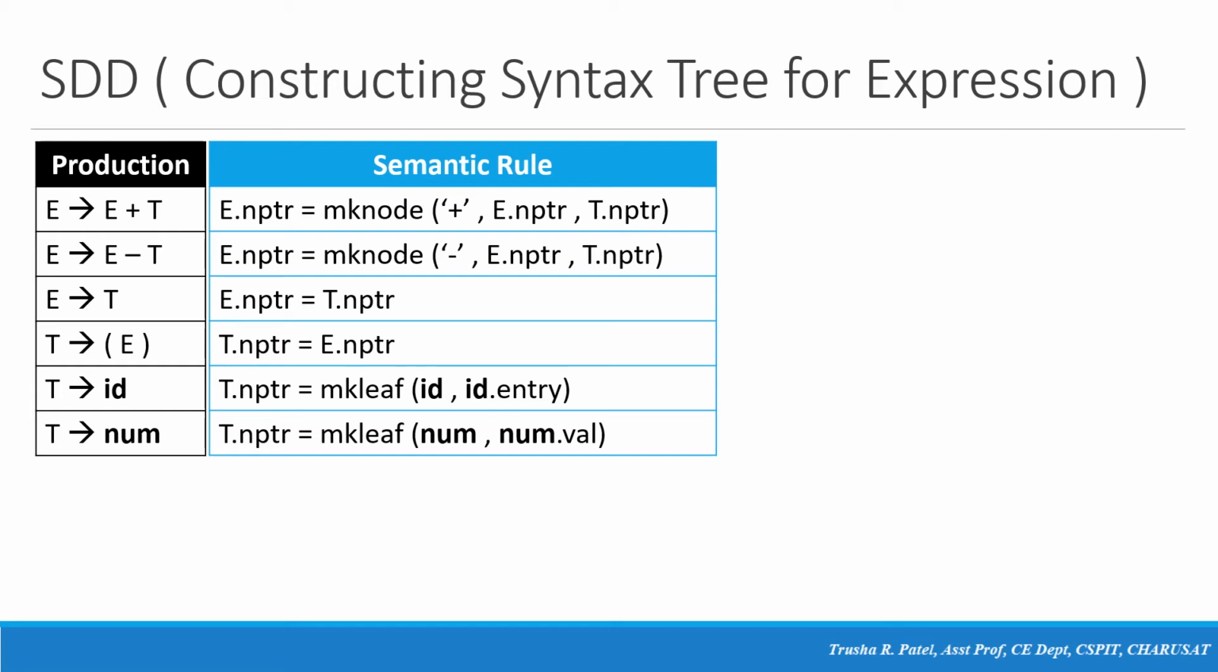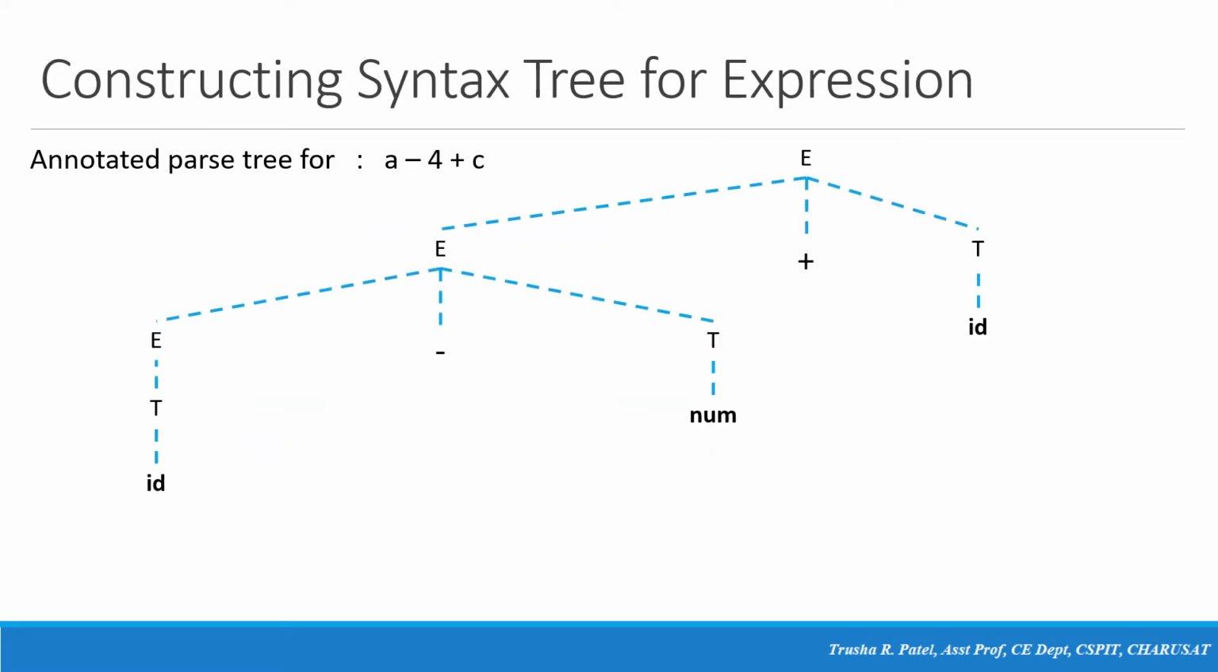So for constructing this kind of syntax tree, let us form the SDD. This is the rule which we already have, and the semantic rules are associated with this. So this is our parse tree. Let us convert this parse tree into the annotated parse tree. We are using a pointer attribute for all the non-terminal symbols. First we will construct a node for the identifier a, and the pointer of T will be pointing to that particular node.